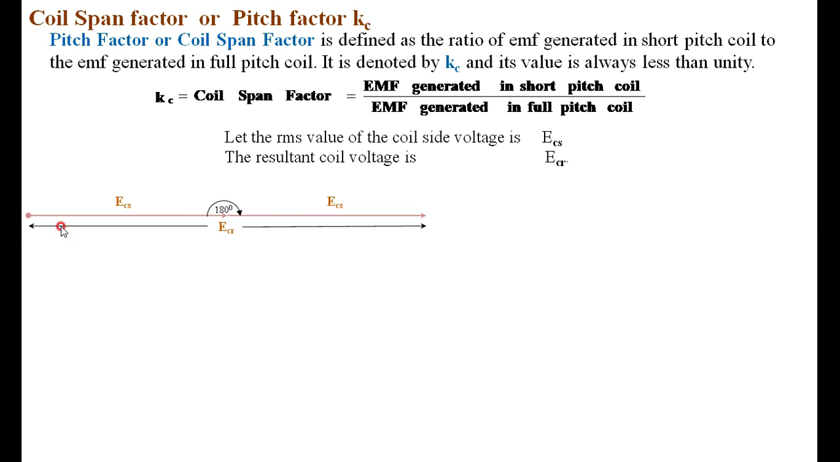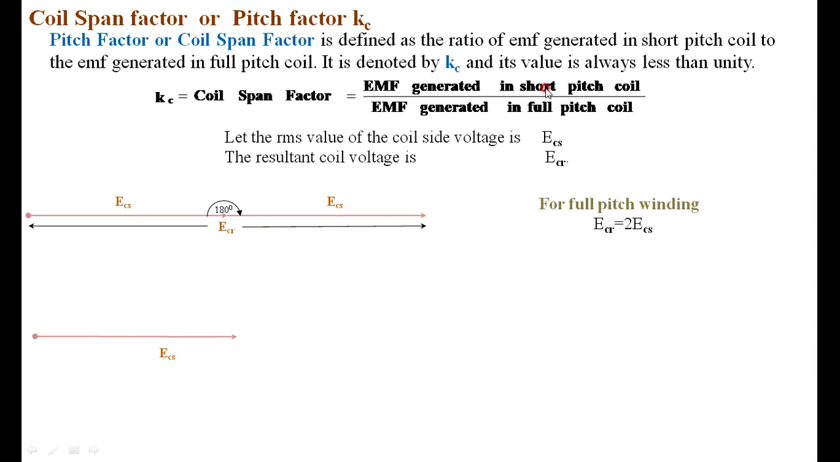Therefore, what I am getting is the total resultant voltage, that is the coil voltage, ECR. From this figure, it is quite evident that for a full pitch winding, the resultant voltage ECR is equal to 2 times ECS. I am getting 2 times ECS.